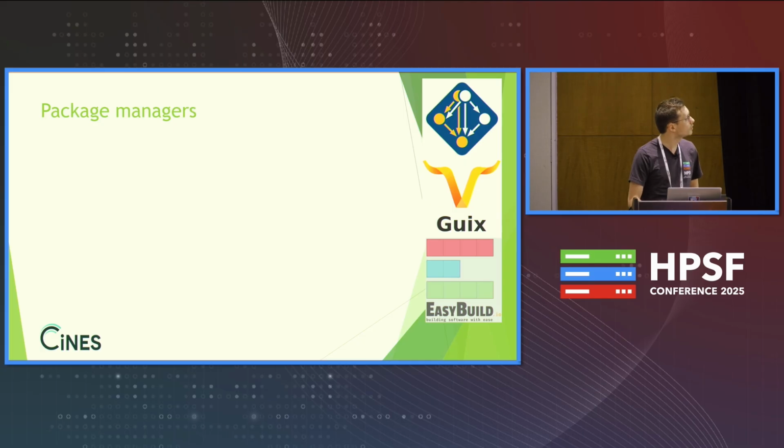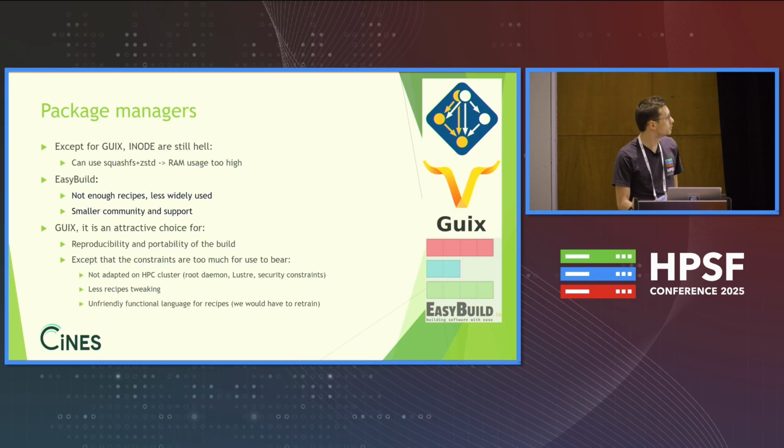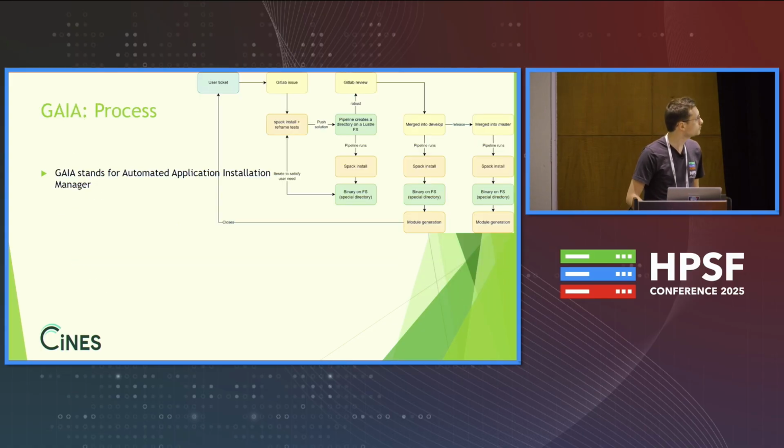So, package manager, I'm going to go very quickly on that. The TLDR is that we ended up using Spack because it satisfied our needs much better, especially on the community side, the quality of the recipes and the availability of the recipes too. And so we get to GAIA. What is GAIA? It stands in English for Automated Application Installation and Manager. But basically, it's a process.